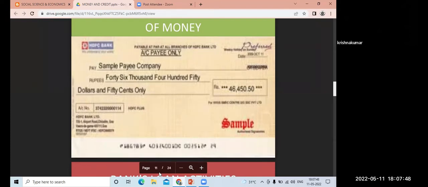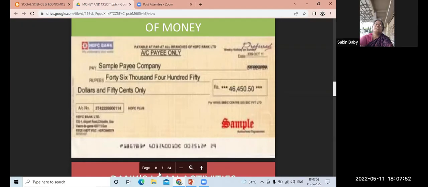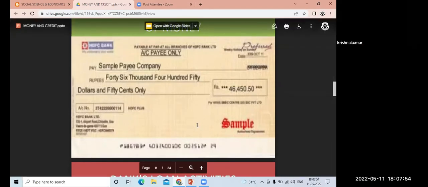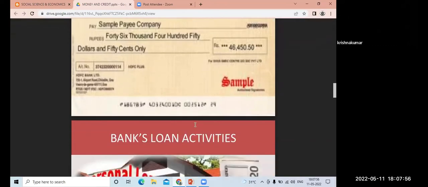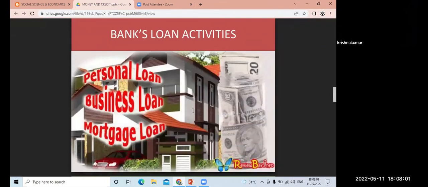So which one is safer actually, account pay check or bearer check? Account pay check is safer because the amount will go only to the account of the person in whose name the check has been drawn.